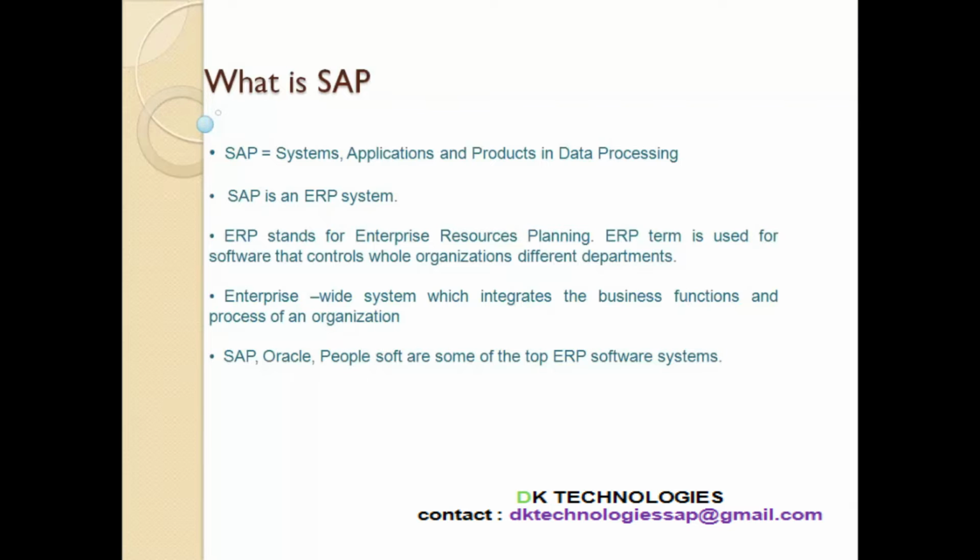So what does this ERP do? Basically, it's a software that controls the whole organization's different departments. Different departments in the sense like there could be a human resource department, a finance department, a sales department, a material department, there could be many departments. So this software controls these departments and also integrates the business functions and the processes between these departments in the organization. So SAP is one of the ERP software systems. Apart from SAP, there are other ERP systems such as Oracle and PeopleSoft.